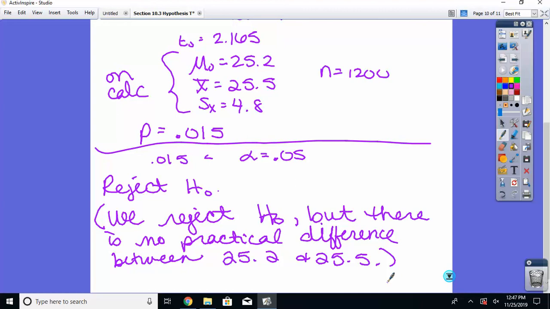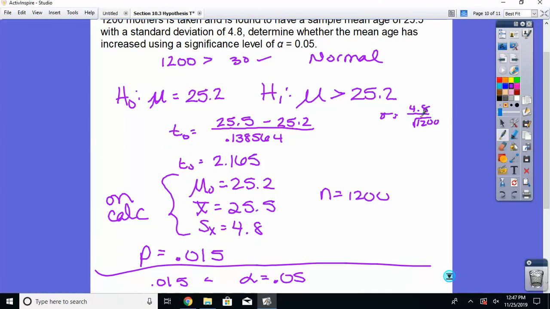Any questions? Yes, ma'am. Calculated the t sub 0. Uh-huh. How did we take the standard deviation divided by the square root of n? I did it right here, and that's where I got that number. Alright. Other questions?